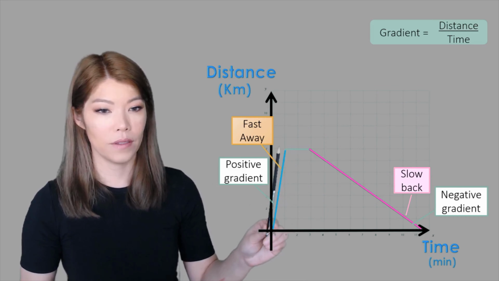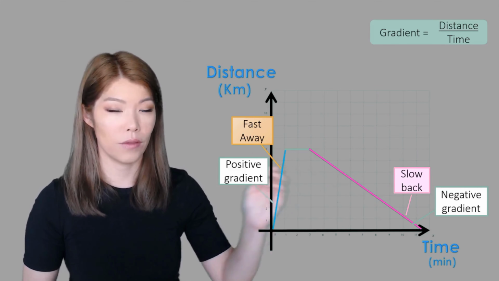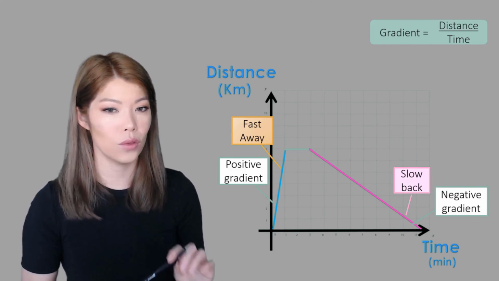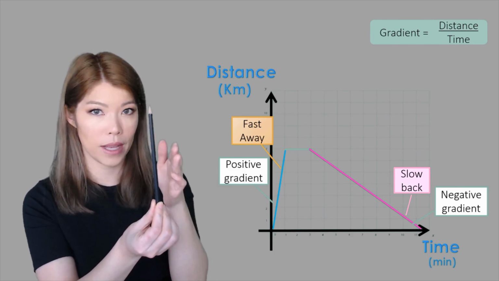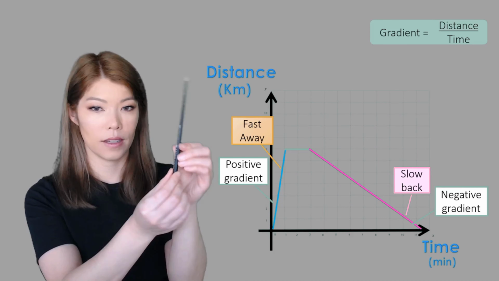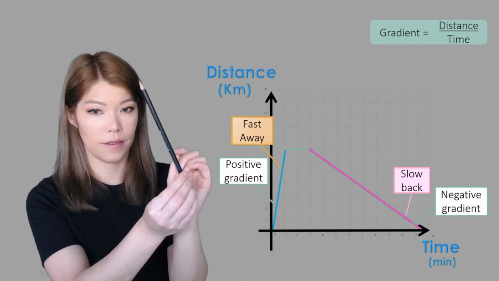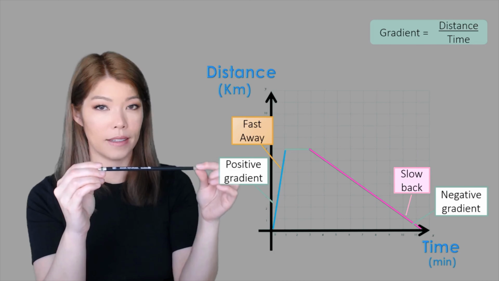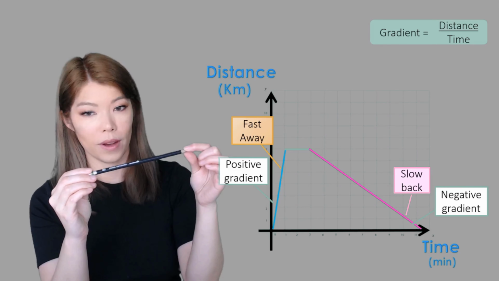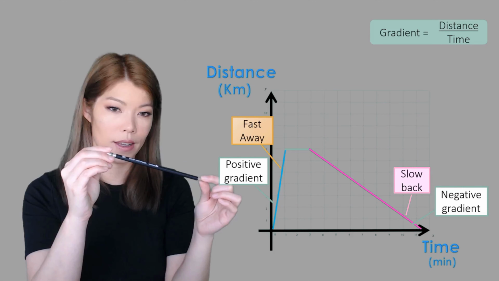Now this is a positive gradient, this is a negative gradient. Remember, positive and negative has nothing to do with fast and slow. It's how straight upwards it is that makes it fast. So fast positive, fast negative. And it's how flat it is that makes it slow. Slow positive, slow negative.